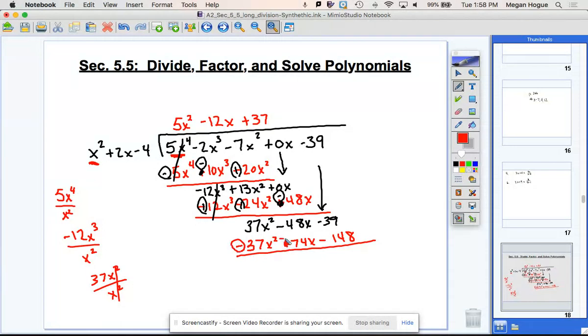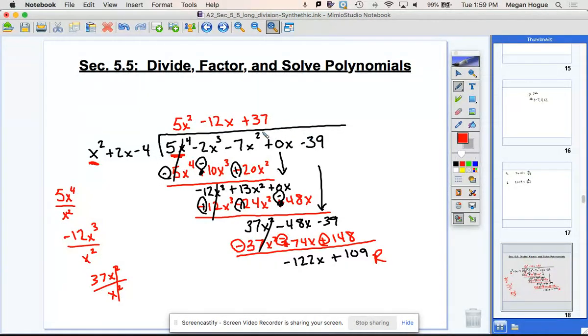Change the signs. So we get negative 122x plus 109. Nothing to bring down. This also doesn't divide. So what do you know about this? That's our remainder. Another indication is this is just a constant. So that's another indication that, okay, I'm ready for my remainder.